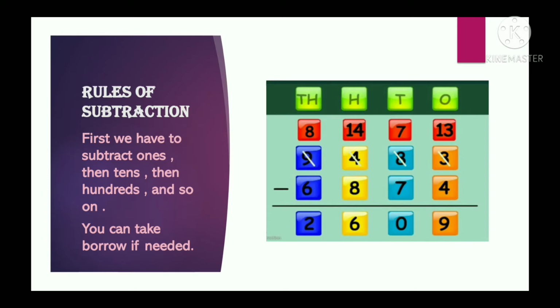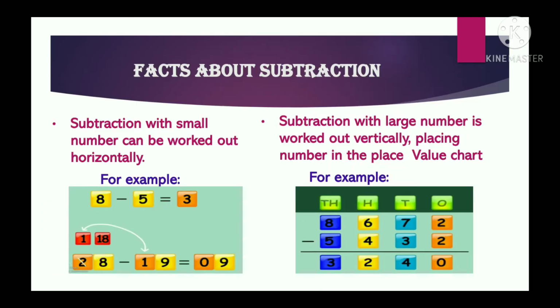So students, you can see 9483 minus 6874, we get difference as 2609. I hope you have understood the rules of subtraction, how we subtract with borrows. Now let's talk about the facts of subtraction.